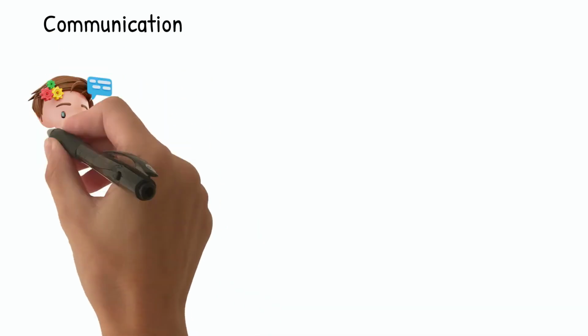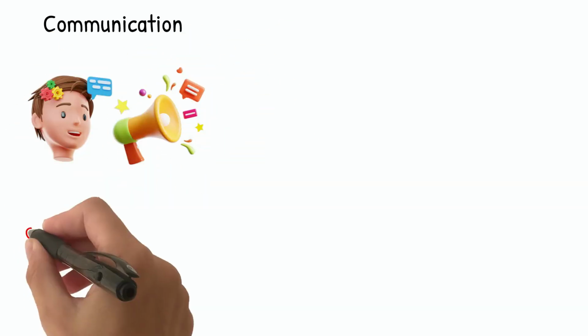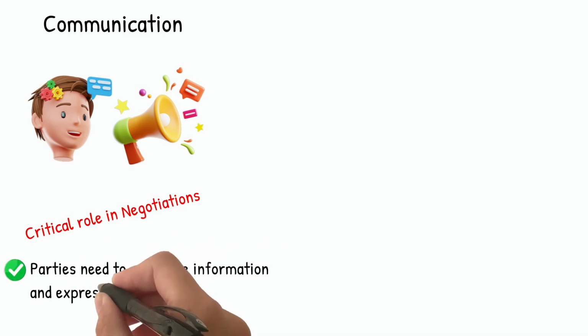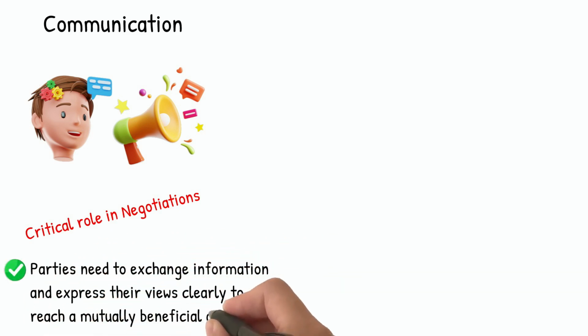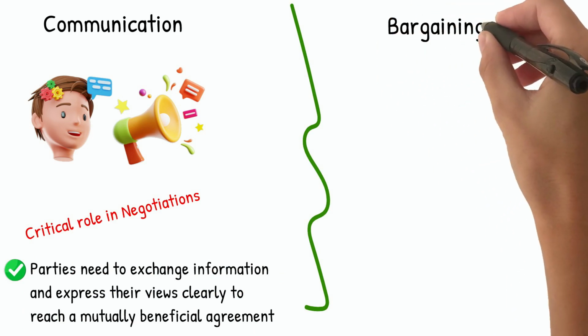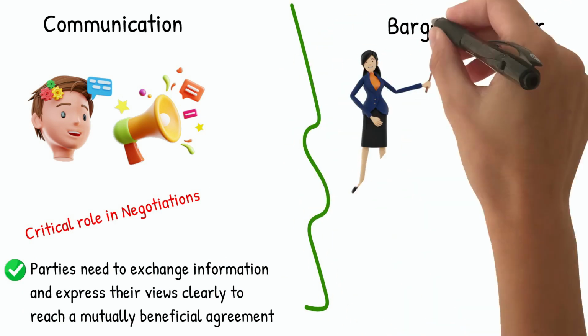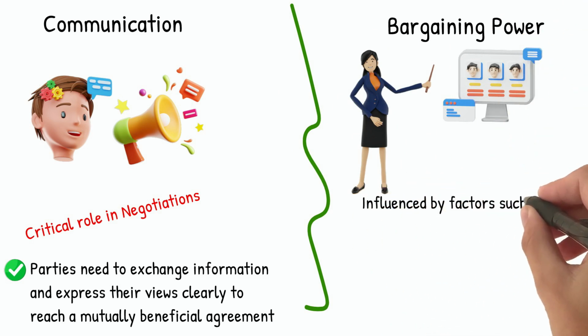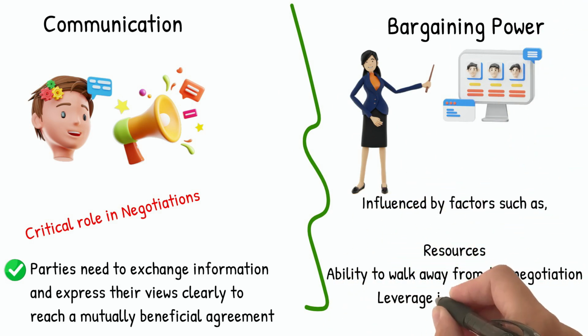Communication. Communication plays a critical role in negotiations, and parties need to exchange information and express their views clearly to reach a mutually beneficial agreement. Bargaining power. Each party has a certain amount of bargaining power, which is influenced by factors such as their resources, their ability to walk away from the negotiation, and their leverage in the situation.